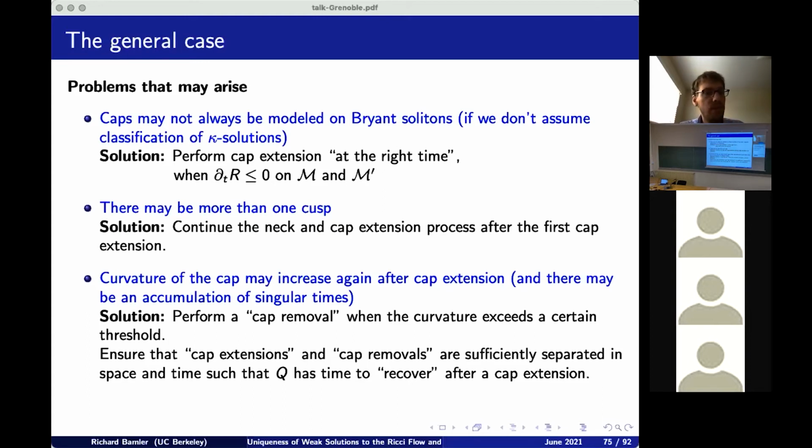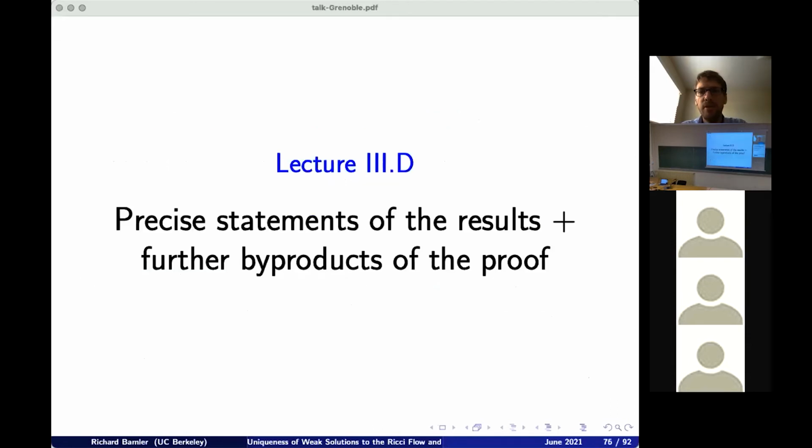Okay. Again, so this somehow adds to some of the technicalities of the proof. All right, are there any questions on this? Okay, so then next, I just want to also take a step back and review the proof that I've tried to somehow sketch here, and just make the statements of the main results as precise as we can, and talk about some further byproducts that the proof has.